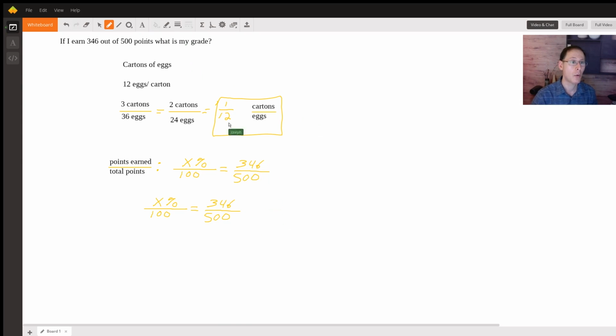I'll use a different color here, how about black? If I multiply both sides by 100, what happens? The 100 cancels out on the left, and we're left with just x percent equal to 346 divided by 500 times 100. We could work that out, but I've run it through my calculator, and it comes to 69.2. So that's our percentage, 69.2%.